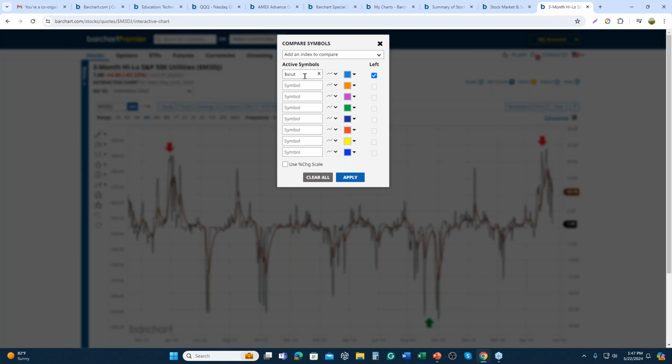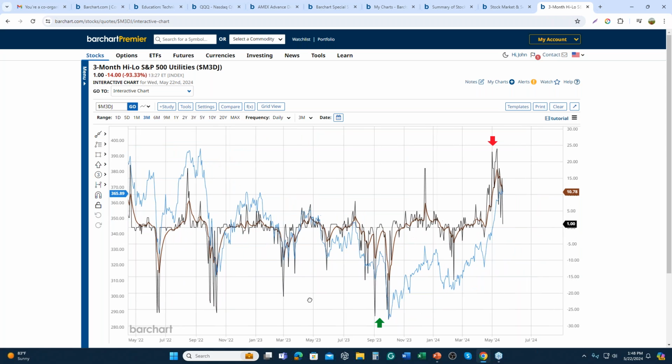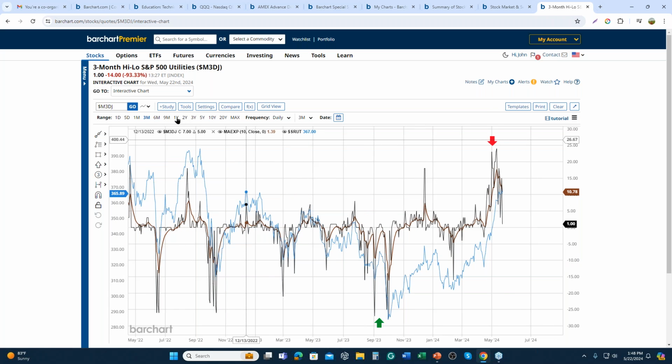The SRUT is the symbol for our utility sector. And notice how this has a very uncanny way of predicting tops and bottoms. Again, I think the confirmation of these tops and bottoms is as our moving average falls or recaptures that zero line.